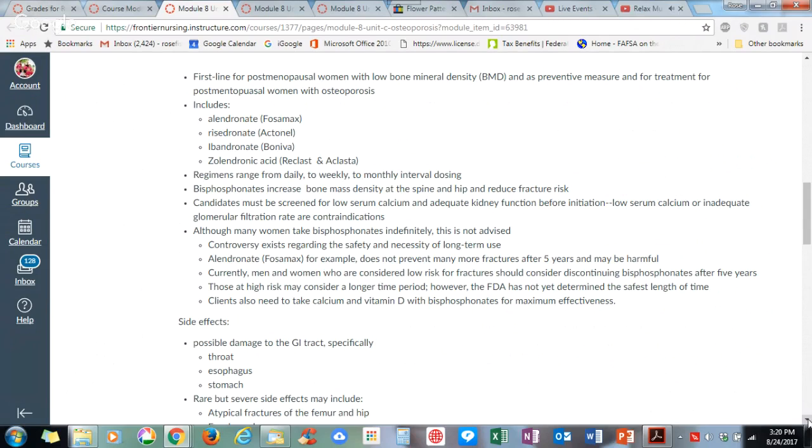Controversy exists regarding the safety and necessity of long-term use. Alendronate, which is Fosamax, does not prevent many more fractures after 5 years and may be harmful. Currently, men and women who are considered low risk for fractures should consider discontinuing bisphosphonates after 5 years. Those at high risk may consider a longer time period. However, the FDA has not determined the safest length of time. Clients also need to take calcium and vitamin D with bisphosphonates for maximum effectiveness. Side effects: possible damage to the GI tract, specifically the throat, esophagus, stomach.